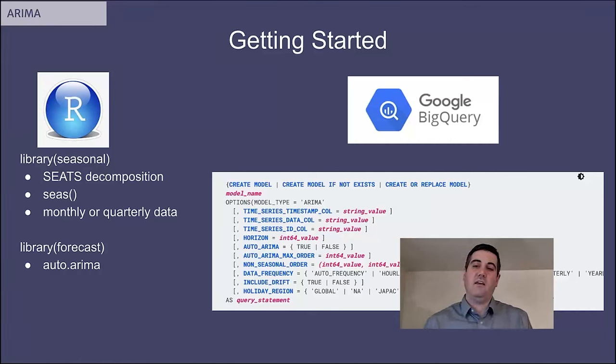Now, ARIMA itself can get quite complex. It has a lot of options, but there's also a forecast library in R that contains the auto.arima function, and that follows best statistical practices to find the right way to analyze your data.